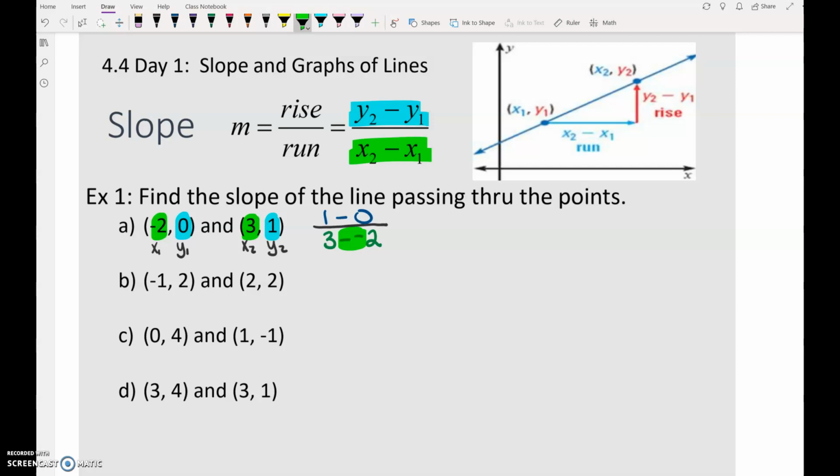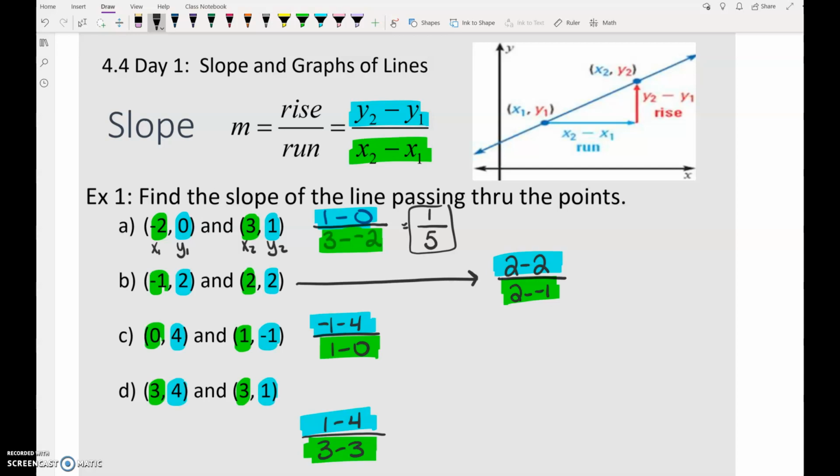Slope formula uses subtraction. So if there's a negative value for your second number, you do have to do minus a negative. All right, 1 minus 0 is 1. 3 minus a -2 is +5, so the slope of this line is 1/5. I would like you to take a moment and try to find the slope for B, C, and D. If you're watching the video, pause the video, try these three on your own.